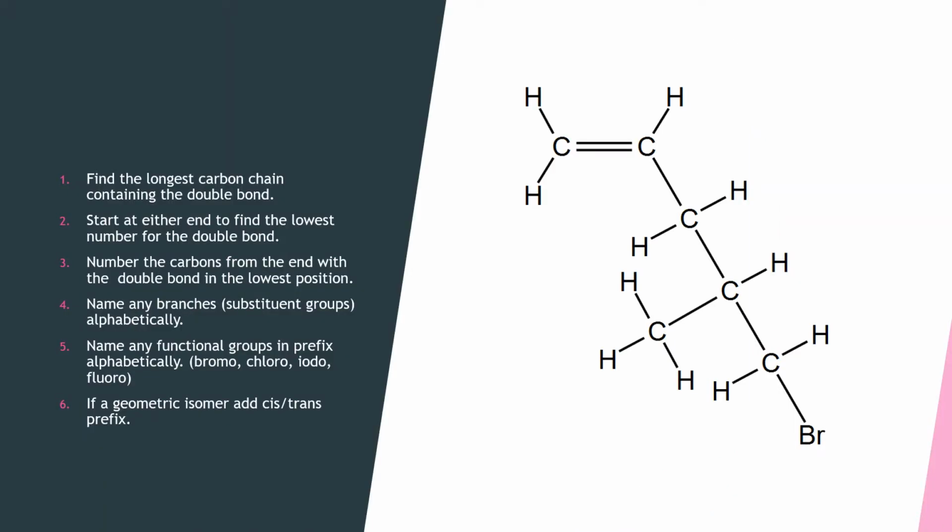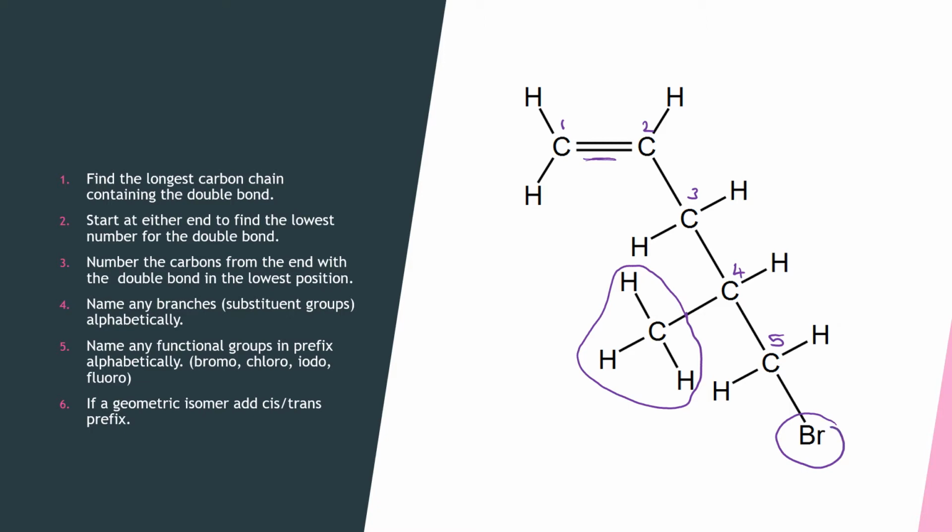So let's look at how to name an alkene. The first thing is you need to find the longest carbon chain containing the double bond. So the functional group here is the double bond, so we need to make sure this is included in the main chain. Now the longest carbon chain is 1, 2, 3, 4, 5, and this would be numbered in this direction to make sure the double bond is at the lowest position. Now we have a branch here, and we have a functional group in prefix here.